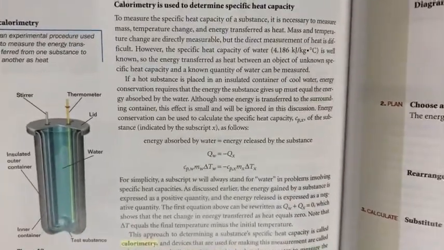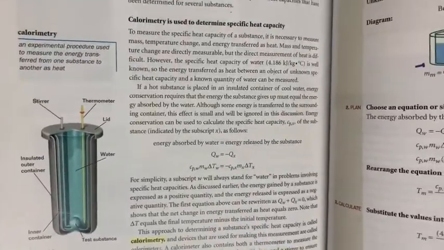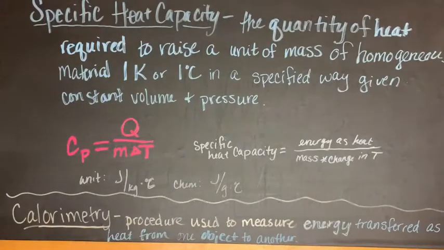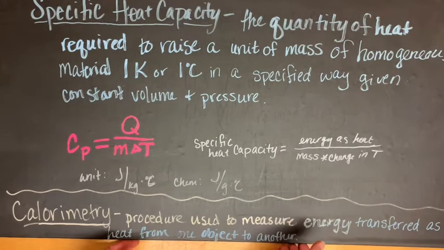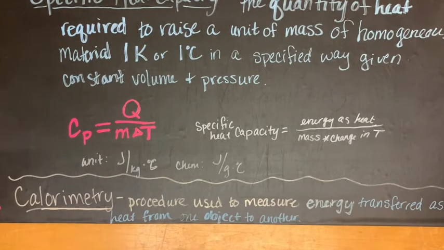It's very well insulated. And then what happens is they put a test substance in there. They may know the initial temperature of your test substance. It goes in there. They measure the change of the temperature in the water, and they can figure out the specific heat capacity of the object. Or sometimes if they need to know something else about it, say the initial temperature, how hot it actually was, they can do that too. And this procedure is called calorimetry. And it's an experimental procedure used to measure energy transferred as heat from one object to another.